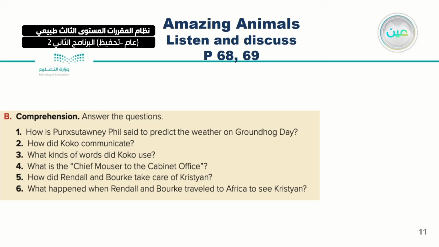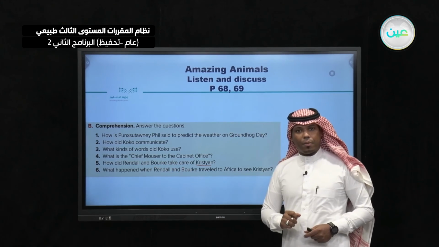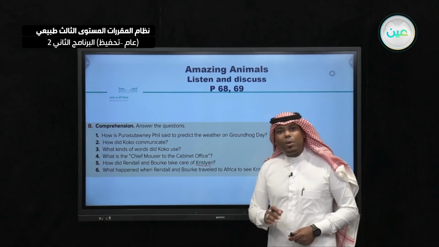3. What kinds of words did Coco use? 4. What is the chief mouser to the cabinet office? 5. How did Randall and Burke take care of Christian the lion? And final number 6. What happened when Randall and Burke traveled to Africa to see Christian? What happened when the lion saw Randall and Burke here? Okay. Now let's see the answers.